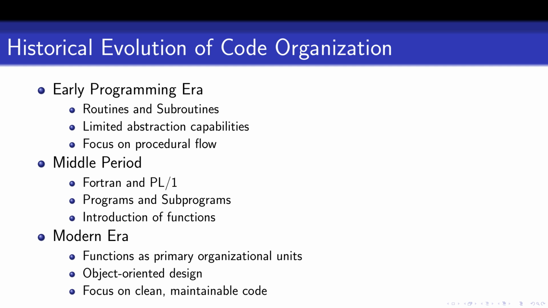Functions have come a long way, and this slide takes us through that evolution. Back in the early programming era, we had routines and subroutines, basic blocks with limited abstraction, all about controlling procedural flow. Then came the middle period with Fortran and PL/1, introducing programs, subprograms, and the first taste of functions as we know them. Fast forward to the modern era, and functions are the backbone of our code, especially with object-oriented design pushing for clean, maintainable systems. It's a journey from chaos to clarity, and understanding this sets the stage for why function design matters today.